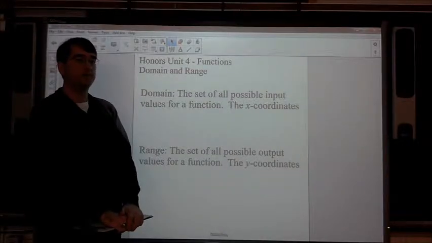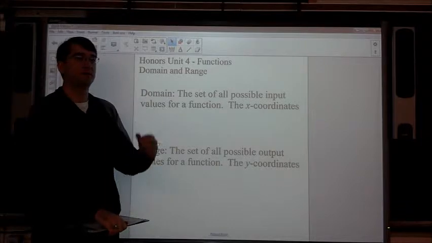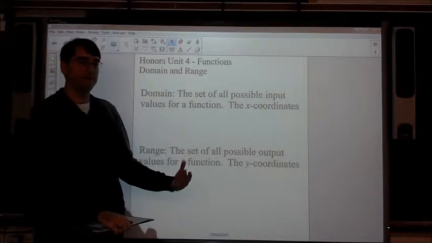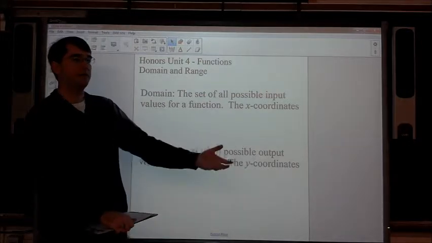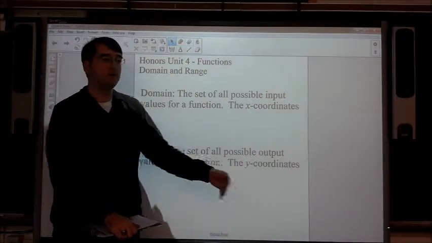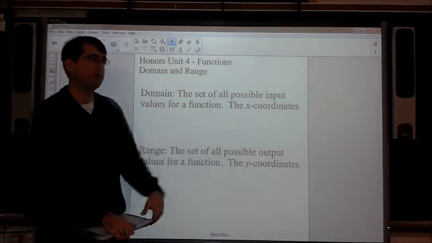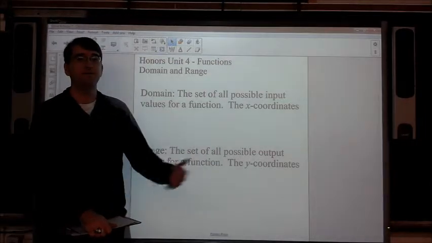When we're talking about functions, we usually think of a function in terms of what goes into the function and then what comes out of the function. When you plug something into the function, you get something out. You plug in a 2, you get out a 10. You plug in a 3, you get out a 15.